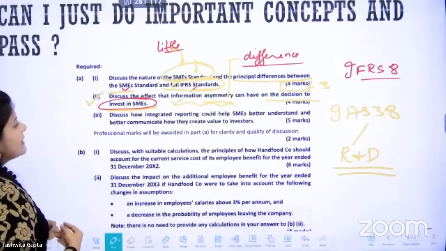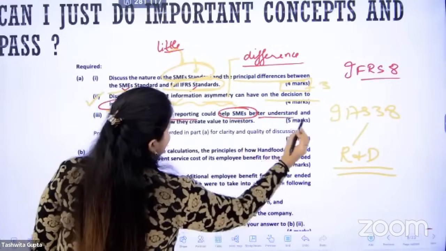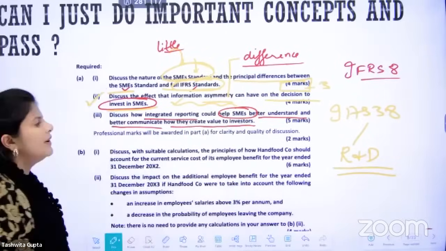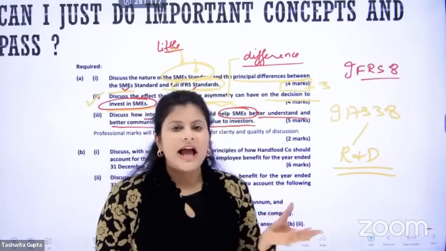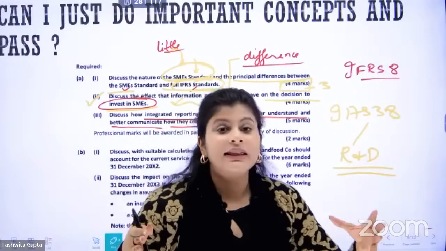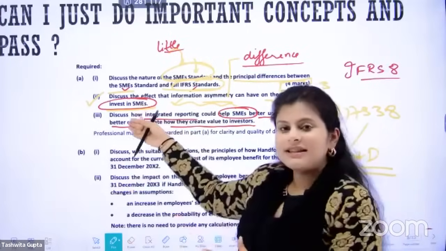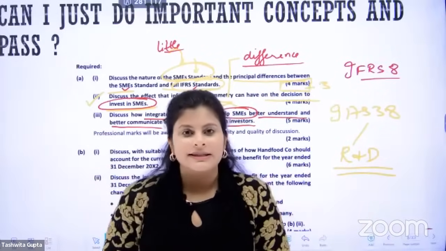Then discuss how integrated reporting could help SMEs better understand and better communicate how they create value to investors. So this again, they have cooked a meal. In Hindi, we call it khichdi. So they've cooked a meal. There is an SME standard, okay? There is integrated reporting as a concept.